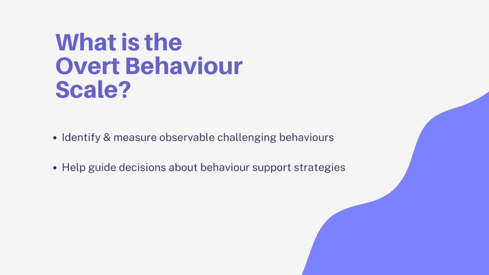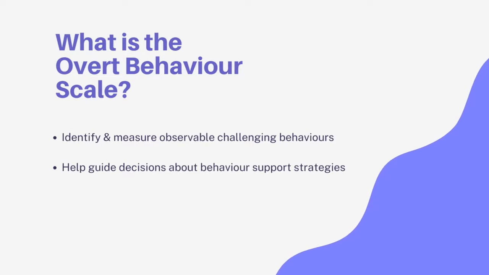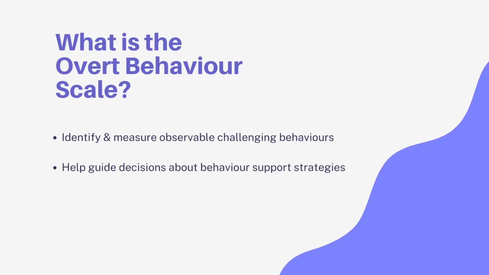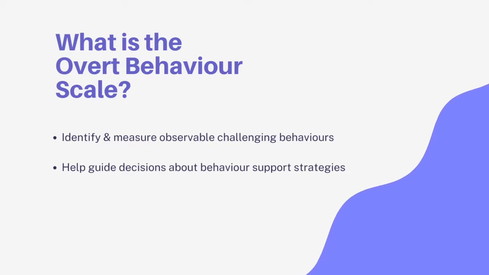The Overt Behaviour Scale was initially designed to identify and measure observable challenging behaviours in people following an acquired brain injury to develop a profile of the changes in behaviour they might present. However, it is now used in a wide range of contexts. Using the measure can help identify behaviours that you find challenging, which can then guide decisions about what behaviour support strategies will be most helpful.